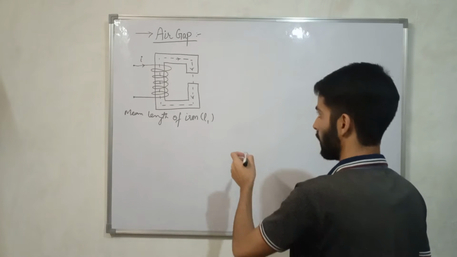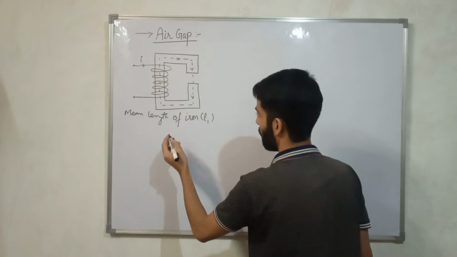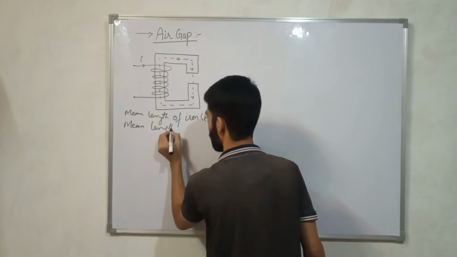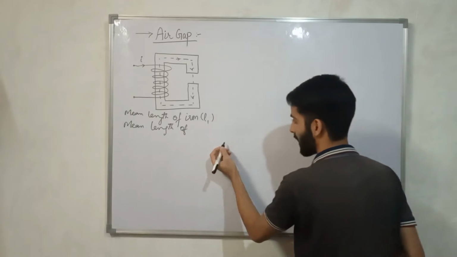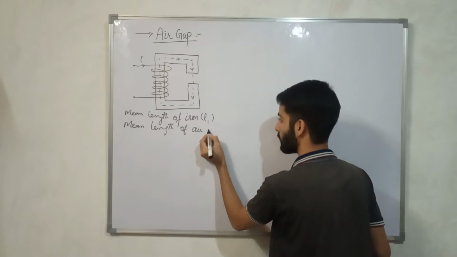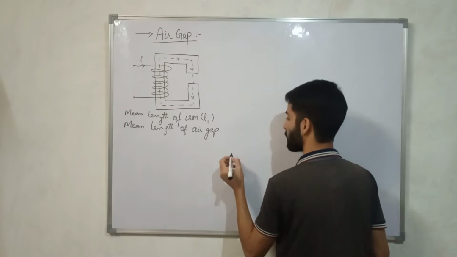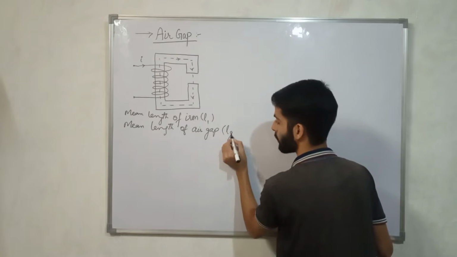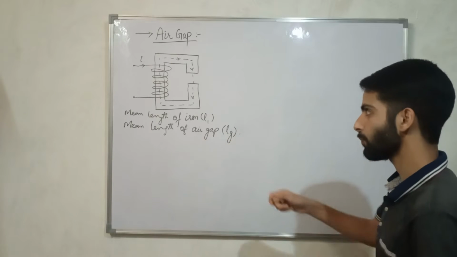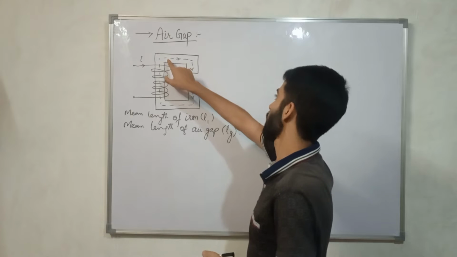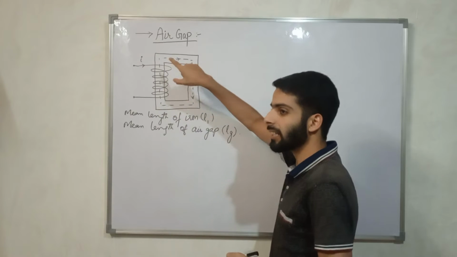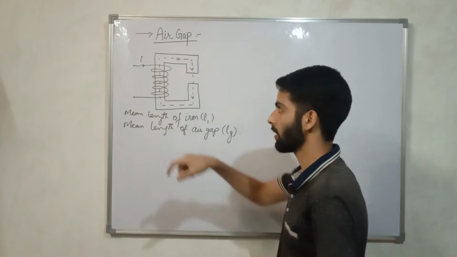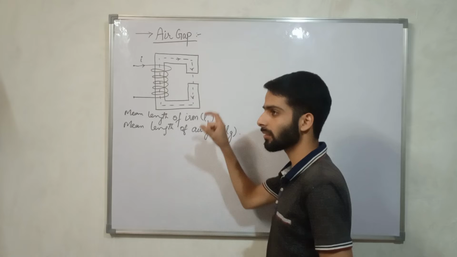Mean length of air gap, Lg. So the permeability of this iron block or iron frame, whatever you call it, is different to that of air.